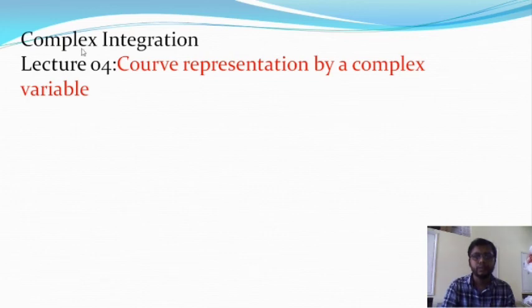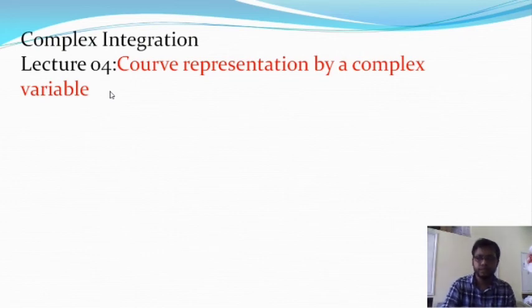So before we start our lecture 4, let's quickly recall the last class. In the last class I discussed harmonic function, conjugate harmonic function, and constructing an analytic function using the harmonic function, and then I discussed the Milne-Thomson method, and from the Milne-Thomson method how to find the analytic function without finding u or without finding v.